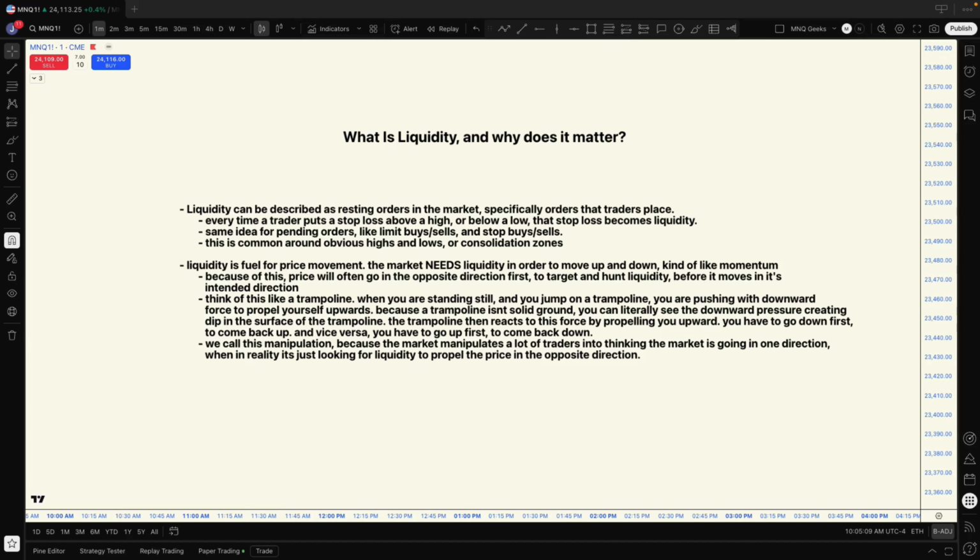It's really obvious and easy to spot this around obvious highs and lows within the market, especially on higher time frames, or even in consolidation zones or accumulation zones, as I've called them in the past. This is really important because liquidity is mandatory. It's essential for price action. Liquidity is literally fuel for price movement. The market needs it in order to move up and down, kind of like momentum.